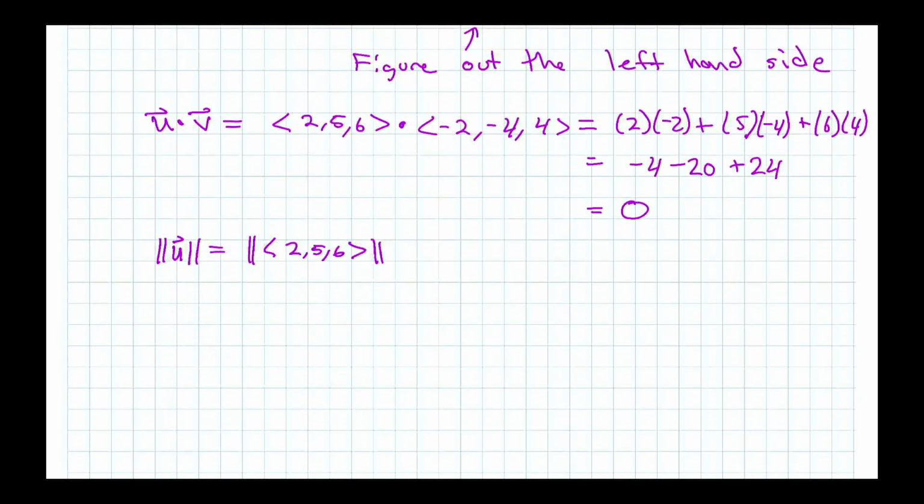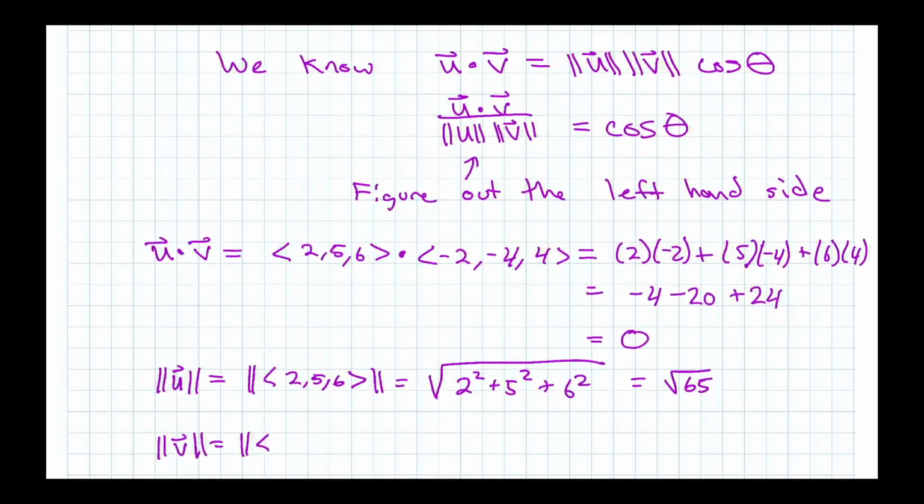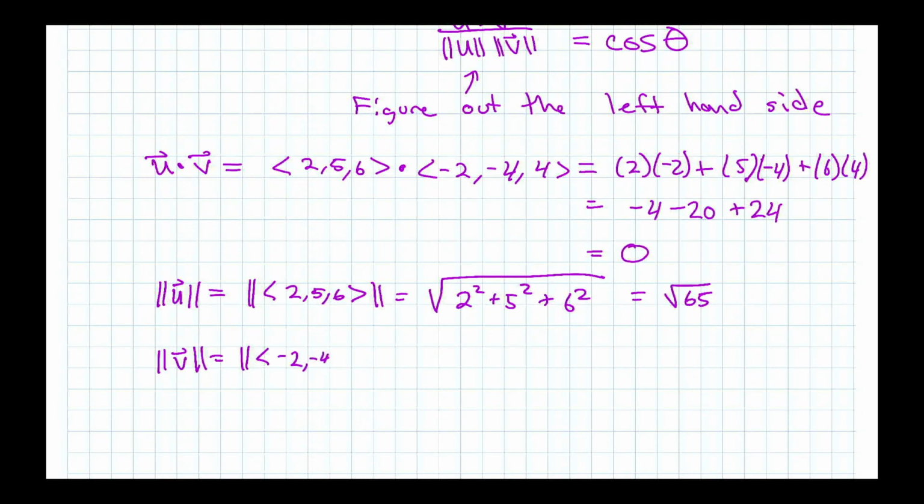So magnitude u is going to be square root of 2 squared plus 5 squared plus 6 squared. That's why I like to have a calculator here, so I can just punch this in. 2 squared plus 5 squared plus 6 squared, 65, square root 65. Do the same thing for the magnitude of v. Magnitude, what is it? -2, -4, 4.